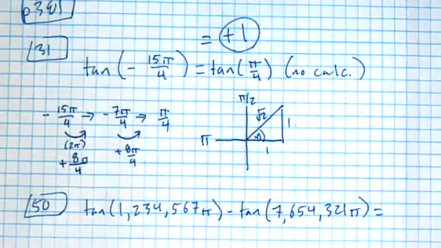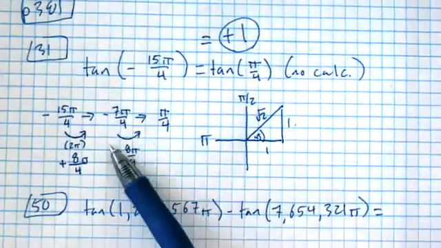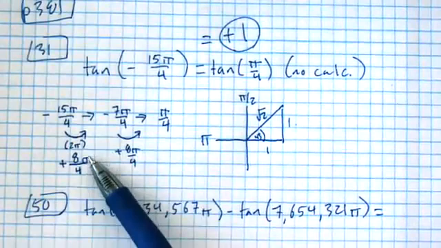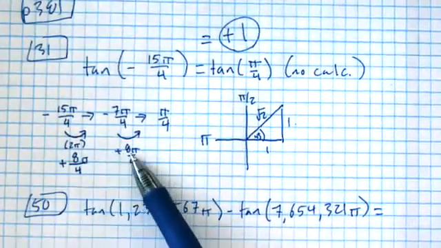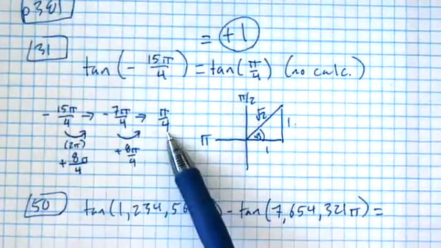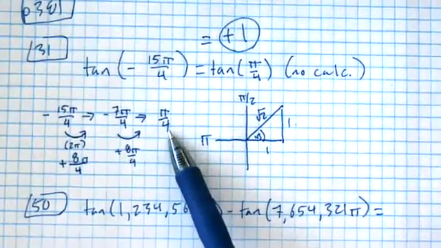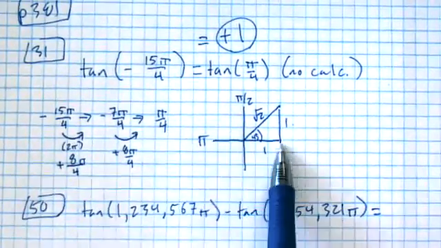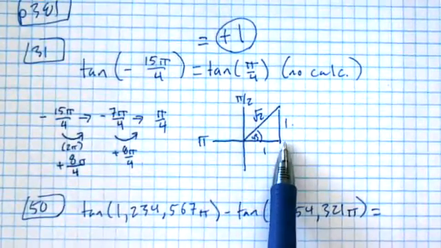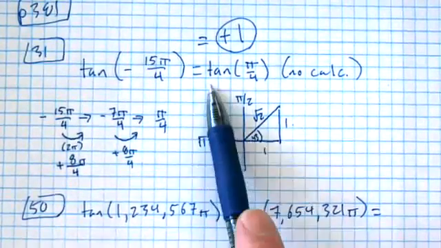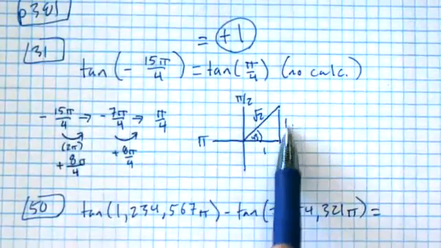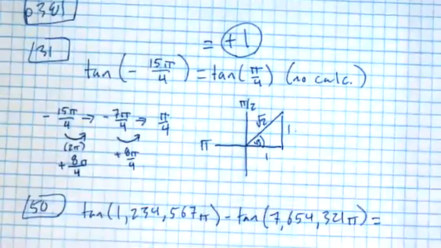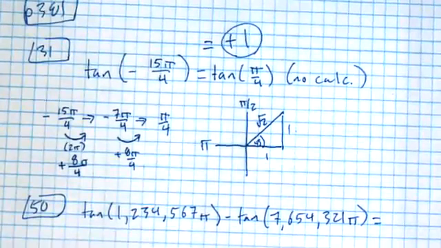So we had to put together a couple different concepts. We had to think about coterminal angles, add 2 pi a couple times to get this to an angle that is inside of our 0 to 2 pi unit circle. And then once we got that angle, graph that in the correct quadrant, think about whether it's positive or negative, and then use our SOHCAHTOA to determine our ratio, which was opposite over adjacent, 1 over 1. You feeling okay about those?